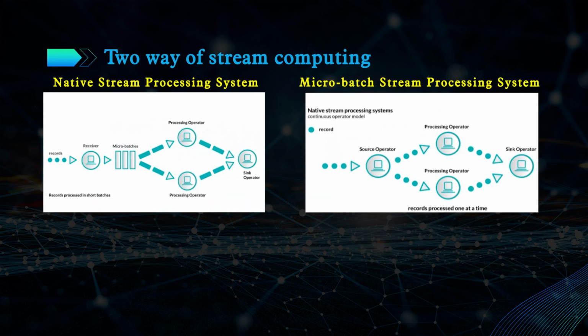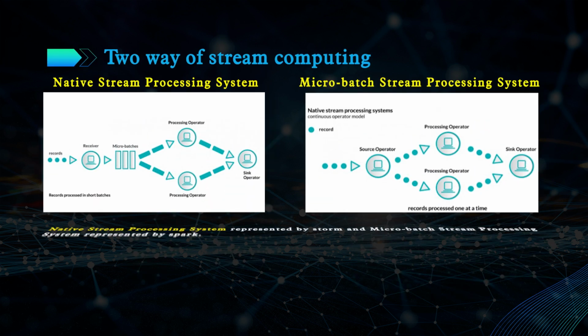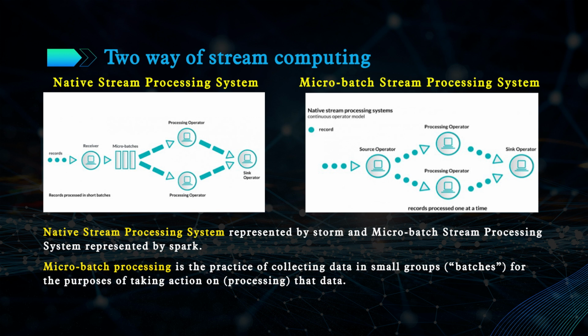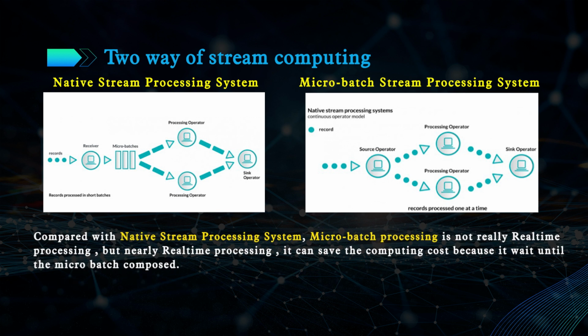There are two ways of stream computing: native stream processing system represented by STORM, and microbatch stream processing system represented by Spark. Microbatch processing is the practice of collecting data in small groups, that is, batches, for the purpose of taking action on that data. Compared with native stream processing system, microbatch processing is not really real-time processing, but nearly real-time processing. It can save the computing cost because it waits until the microbatch is composed.